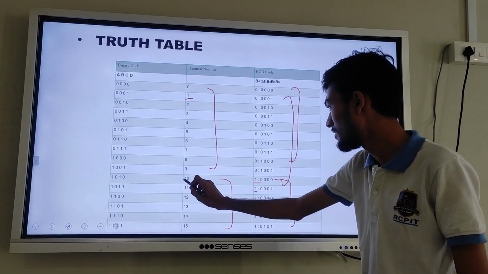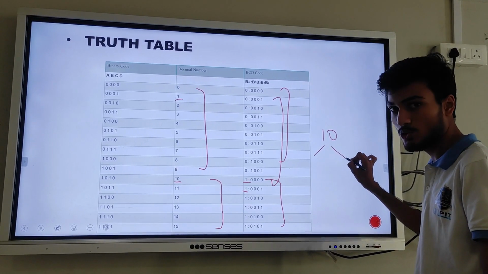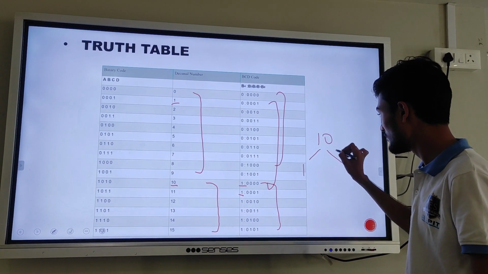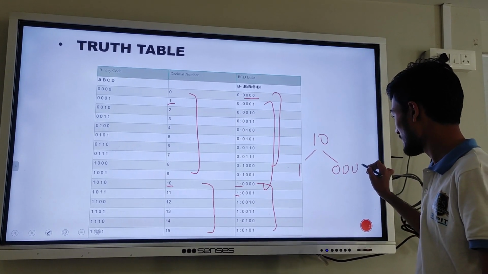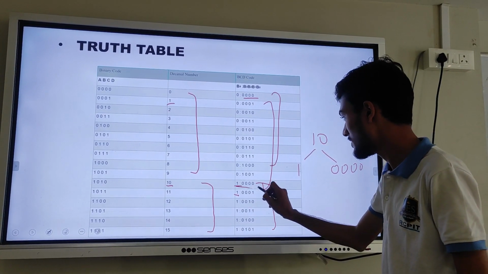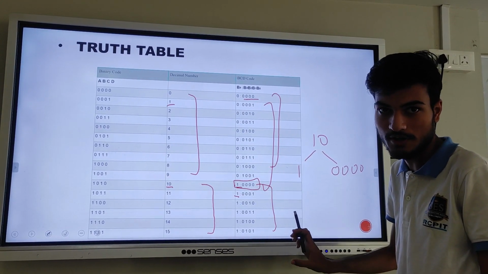Here we are going to take the example of 10. The number 10 is divided into two parts, 1 and 0. 0 is represented as 4 zeros, and here we achieve this BCD code for the decimal number 10.